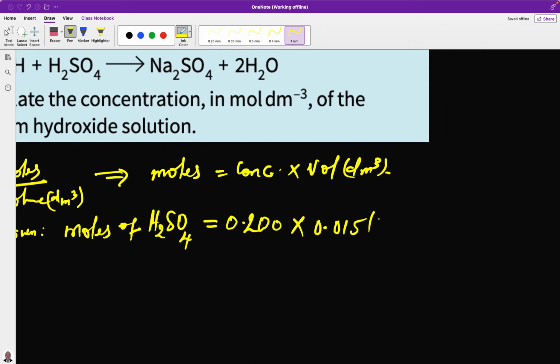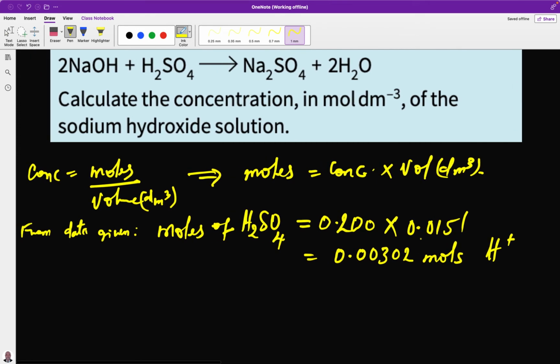The number of moles, when we multiply 0.2 by 0.0151, will be 0.00302 moles of the acid. This is step number 1.